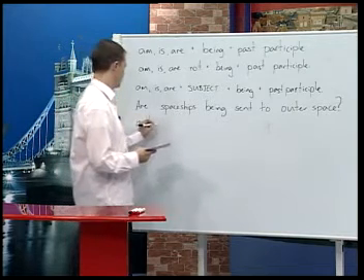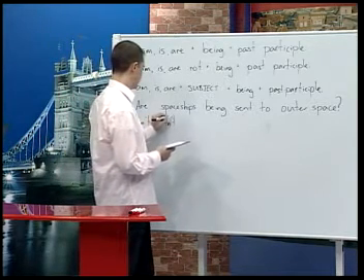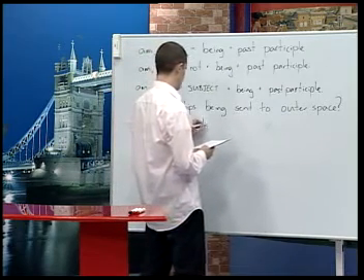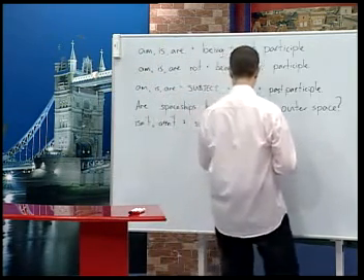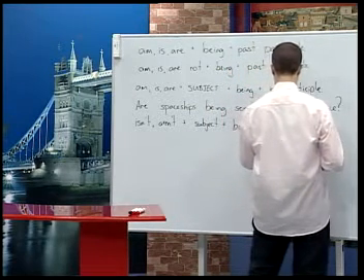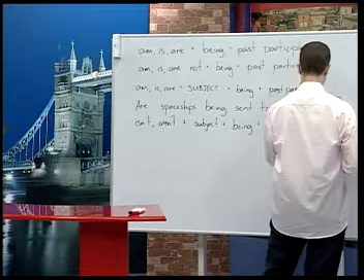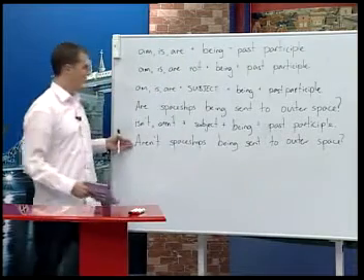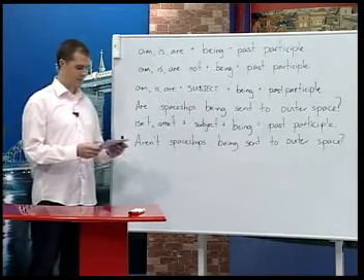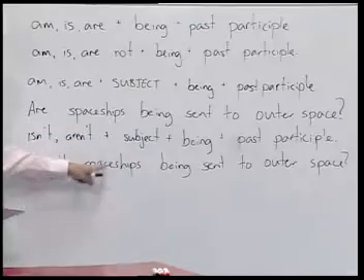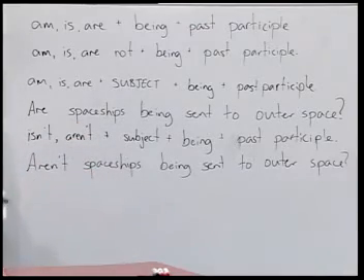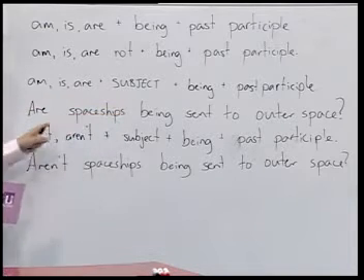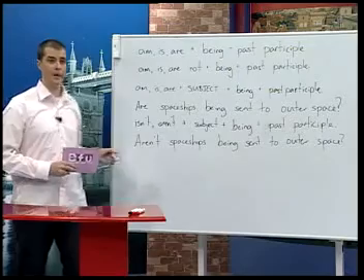So isn't or aren't plus subject plus being plus past participle. For example, aren't spaceships being sent to outer space? So the passive voice subject, spaceships, determines if the verb be is singular or plural. Here we have a plural subject, so we have the verb are because it's plural. Well, let's practice some of these now.